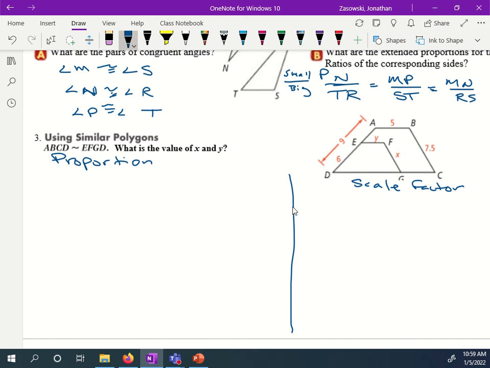Okay. So what have we been doing this whole time? We've been making proportions, right? So if I was looking to figure out what X is, Duncan, when I look over at this figure and I see that this is X, what side corresponds to X in the other shape here?